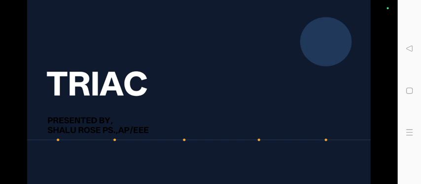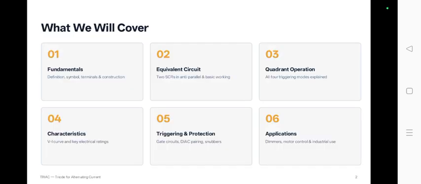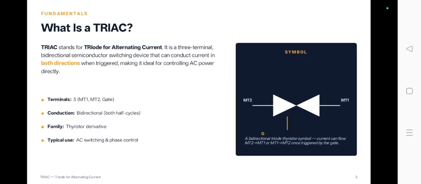I will explain one topic from power electronics, that means the TRIAC. It is a switch used in power electronics devices. Here we will cover the fundamentals, equivalent circuit, quadrant operation, characteristics, triggering, protection and applications of the TRIAC. First of all, what is a TRIAC?